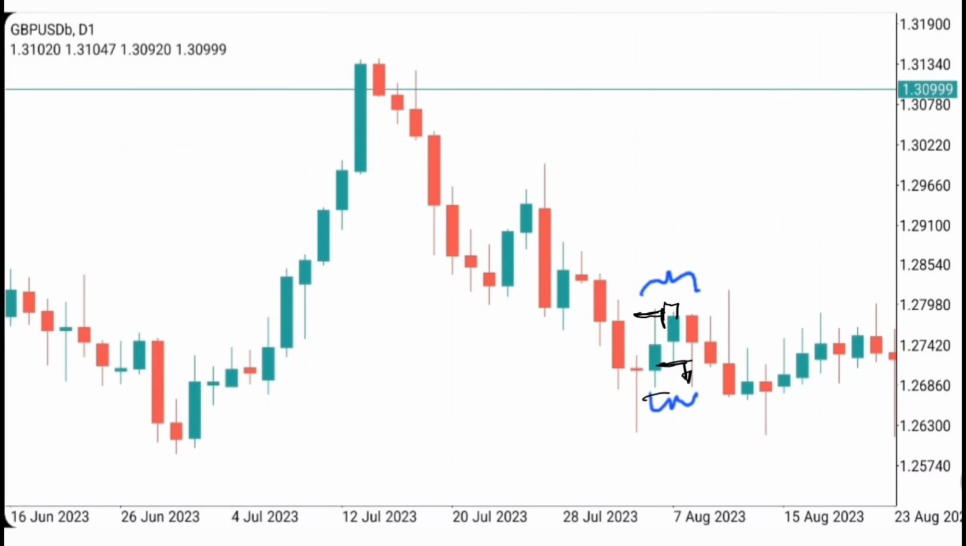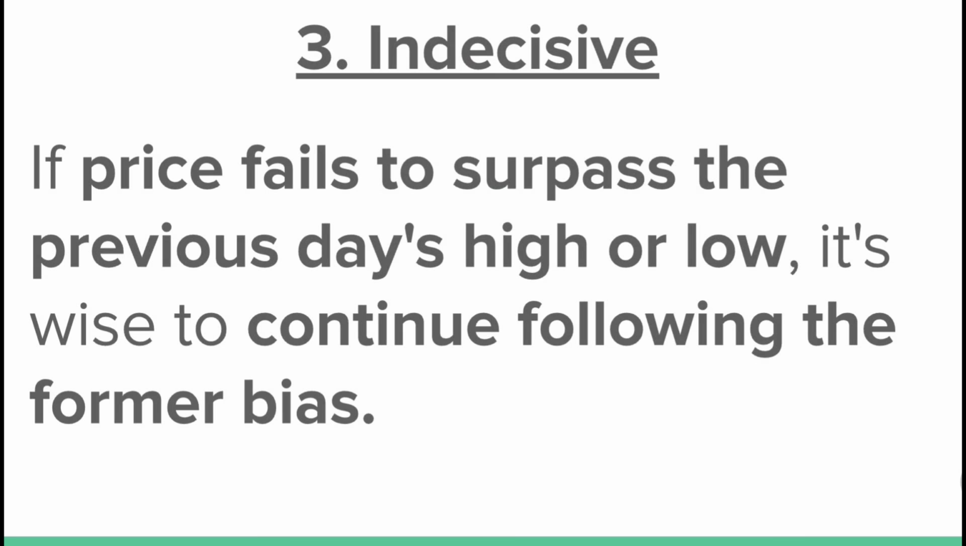You remember what we stated? The new daily low will be taken out by this reversal. So this is the bearish reversal. Now let's look for the indecisive.